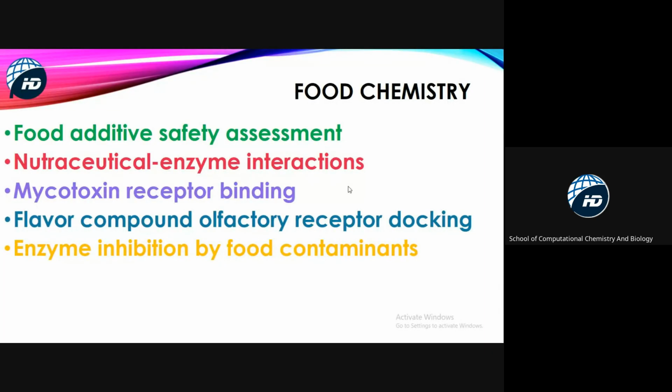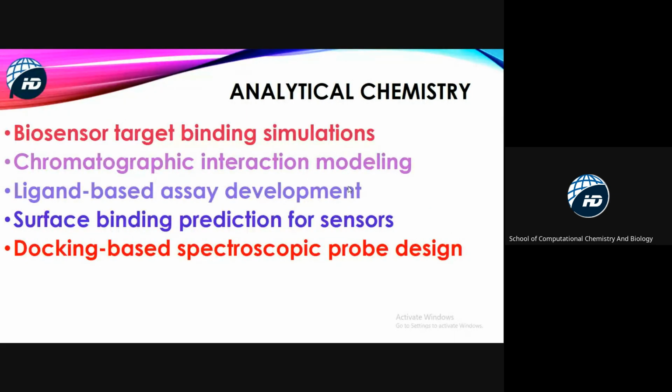You can do a work on mycotoxin receptor binding and flavor compound olfactory receptor docking. So your flavors or your spices, you can check their effects. Also enzyme inhibition by food contaminants. These are possible areas you can work on when it comes to computational chemistry.